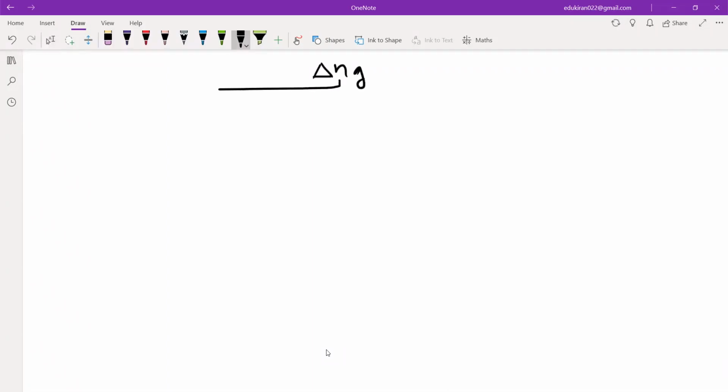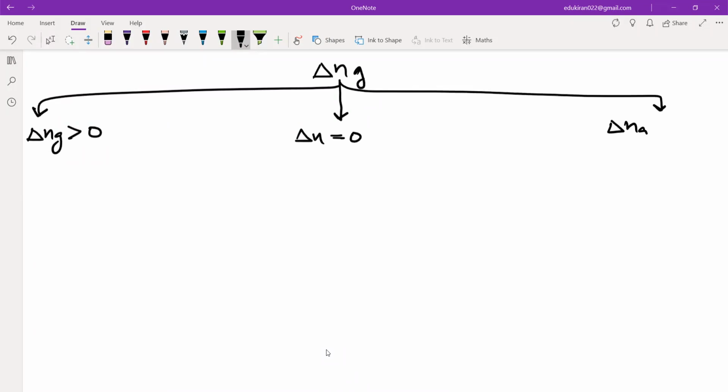Now, if delta ng is greater than zero, and if delta ng is less than zero, or let us say delta ng is equal to zero in the middle. What is the equation we have? KP is equal to KC times RT to the power delta ng. So if delta ng is greater than zero, then RT will be more than one. Because if the power is two, R is positive, T is positive, and raised to the power two, it is going to be positive and greater than one. So KP will be higher.